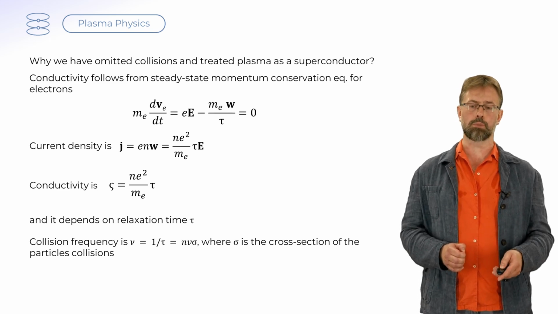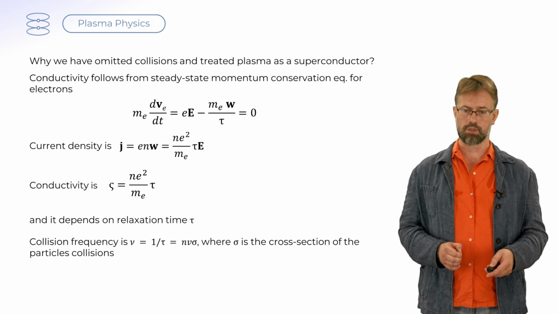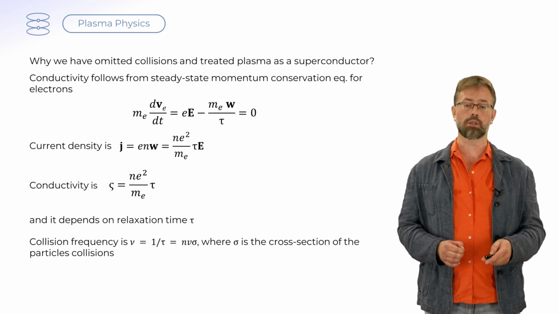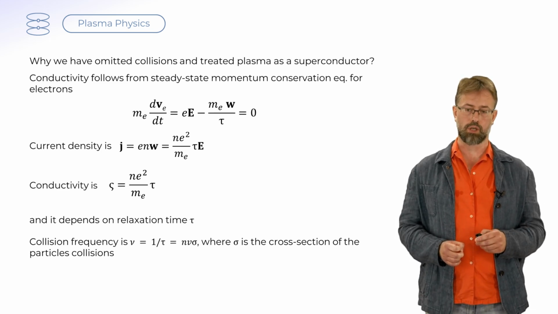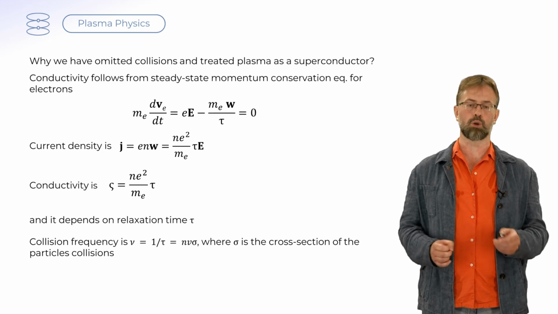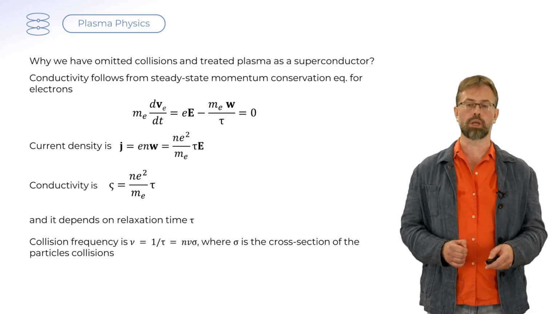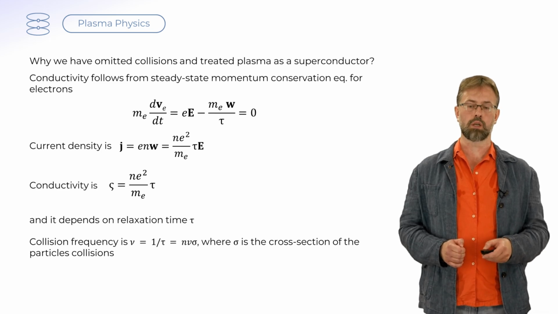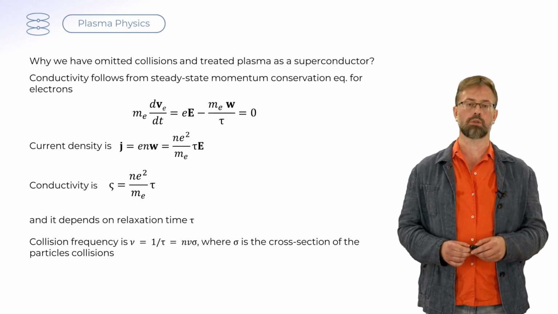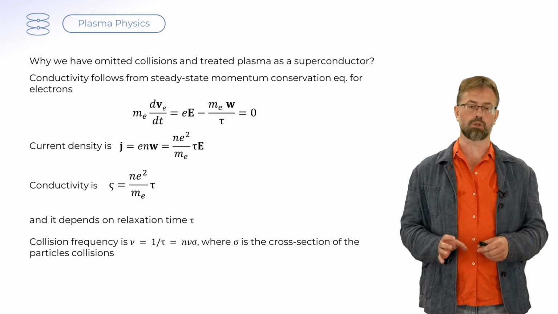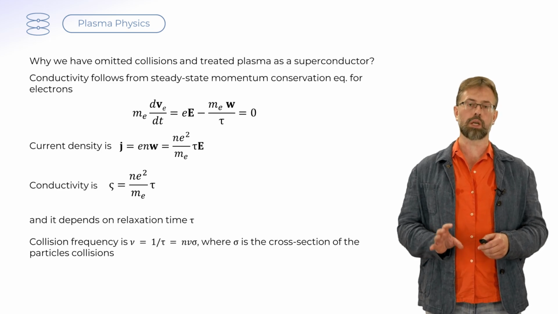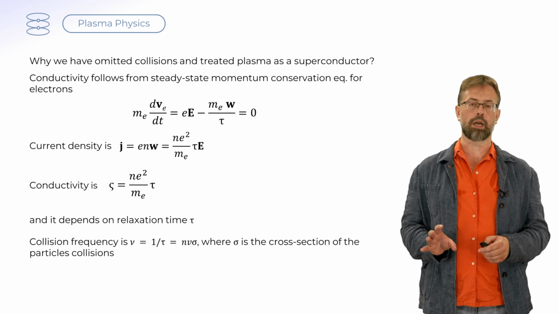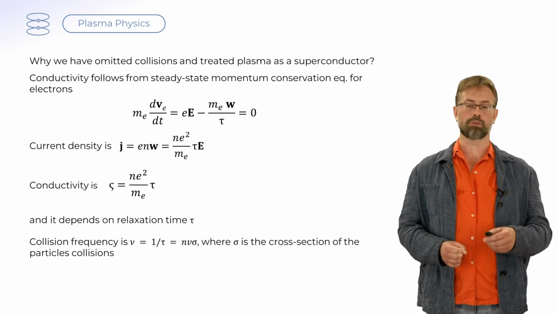Current density can be deduced from this equation, and it depends on the relaxation time. The collision frequency, or inverse relaxation time, can be estimated as concentration times velocity times sigma, which is the cross-section of an interaction. In fact, it is an area of a target that they have to hit.